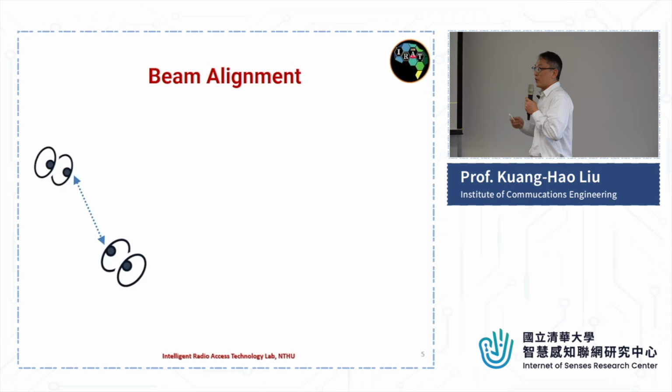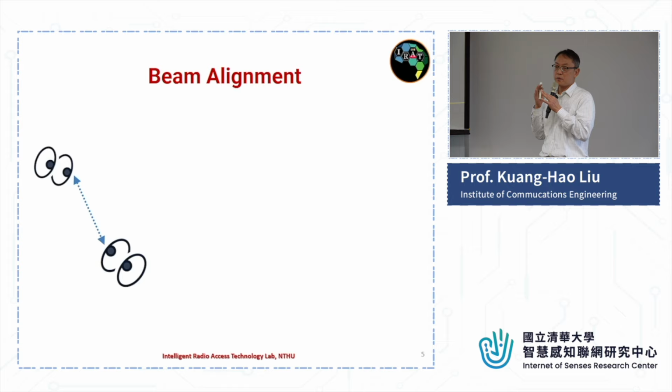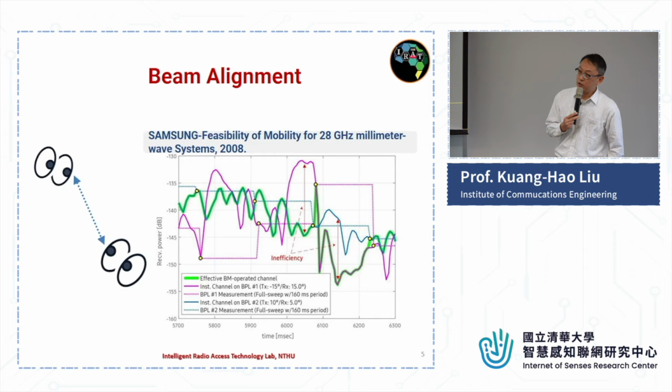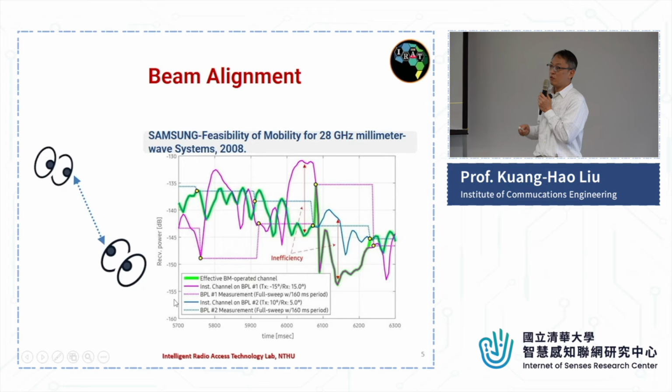Once you have a larger antenna, you can see more compensation for the transmitted signal. But on the other hand, it brings a problem: how can you make sure that the transmitter and receiver have eye-to-eye contact, which means they will benefit most from the antenna gain. Here I show you a field test measurement performed by Samsung in 2008. This is the time horizon, and this is the received signal from two different beam patterns, a red one and a blue one. You can see there's a transition at this point where the strongest one becomes the lower one, and now the blue one will take over. This is the point used to switch from one beam to the other, so that the transmitter and receiver can benefit from the highest antenna gain.